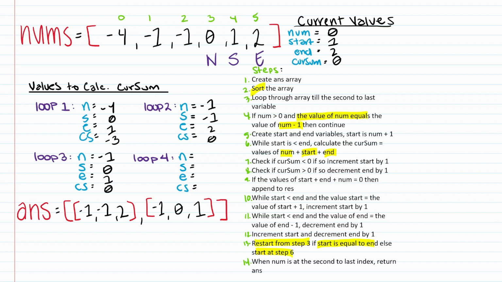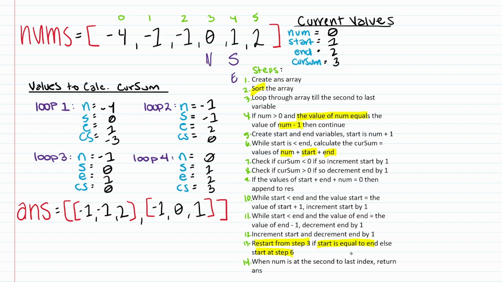Same thing, let's begin our while loop again. Start is less than end. Calculate the current sum: 0, 1, and 2, we get 3. We can write that down here. Is the current sum less than 0? No. Is the current sum greater than 0? It is. So we're going to decrement end, which makes it equal to start, which is where we're going to finish. While start is less than end, the value of start equals the value of start plus 1: increment start by 1. No. Same thing with step 11, we're going to get no. Increment start and decrement by 1. Else otherwise? No. So we are currently at the end of our line.